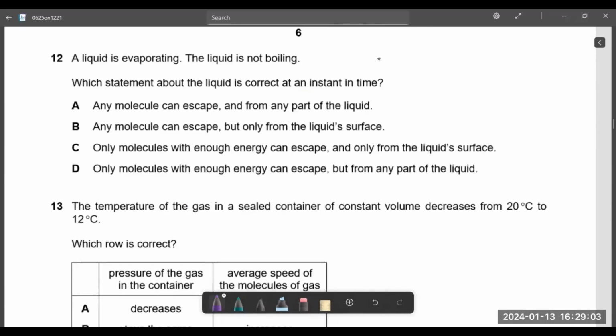Next, a liquid is evaporating. The liquid is not boiling. Which statement about the liquid is correct at an instant of time? Actually, boiling occurs throughout the entire liquid. The entire liquid boiling occurs. But in the case of evaporation, it takes place only at the liquid surface. Only at the surface of liquid, evaporation takes place.